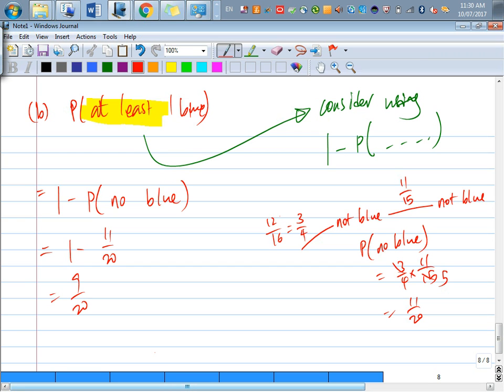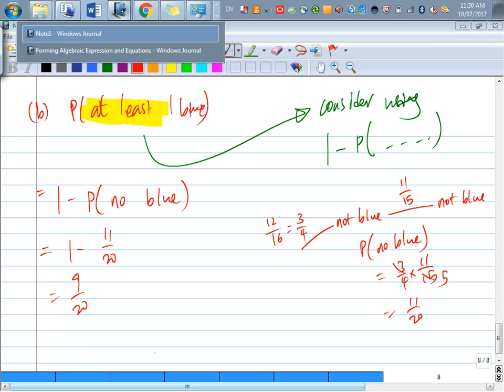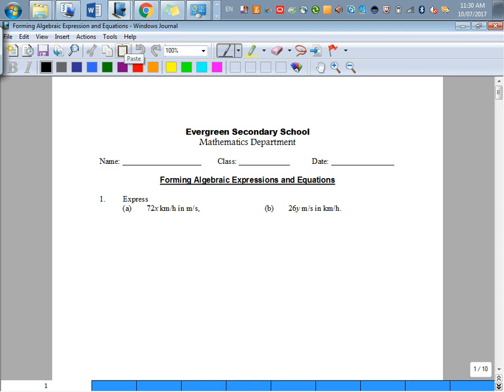So that's all for paper 1 and 2 for 2007. Yes, these are the questions that I'm going through. So next thing that we are moving on to is your algebraic expressions and equations.